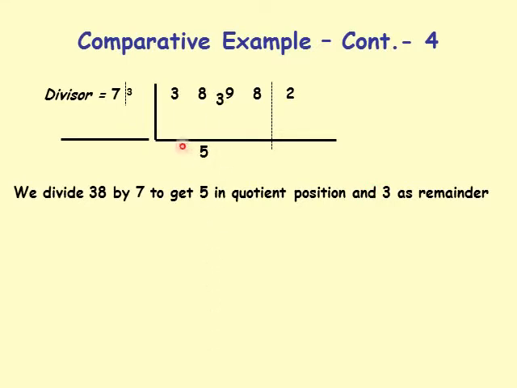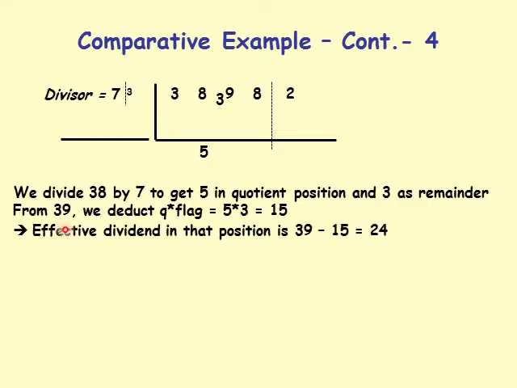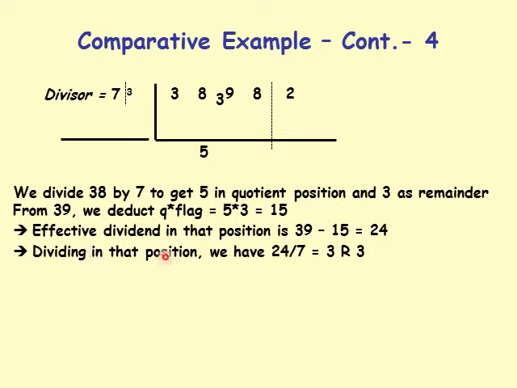So we got a 5 here in the quotient and a 3 as a remainder. Okay, let's continue here. From 39 we deduct Q, which is 5, times flag, which is 3, and which is 15. So that means that the effective dividend in that position is 39 minus 15, which is 24. Let's continue. Dividing in that position, we have 24 divided by 7 is 3, remainder 3. So we got 3, remainder 3.